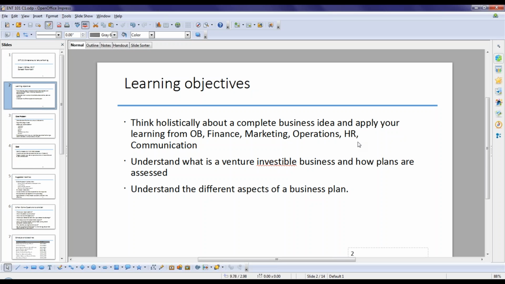Thanks, Aditya, for confirming. So basically, what we have to learn here is thinking holistically about a complete business idea. When we talk about a new business idea, about running a new company, or, within an organization, coming up with a new idea to be implemented within your department, in all these things you will have to end up applying all your learning till now.